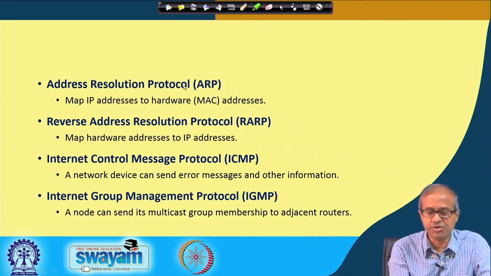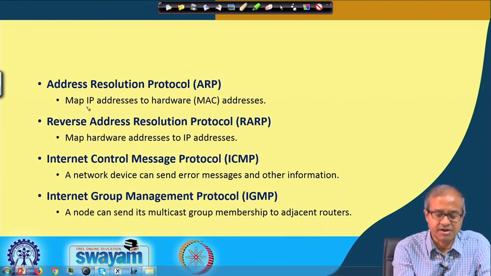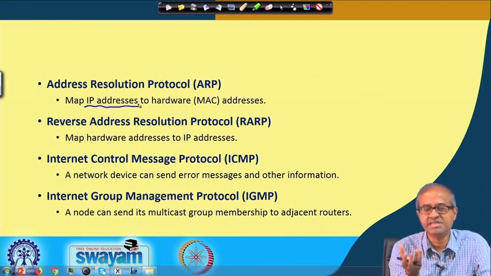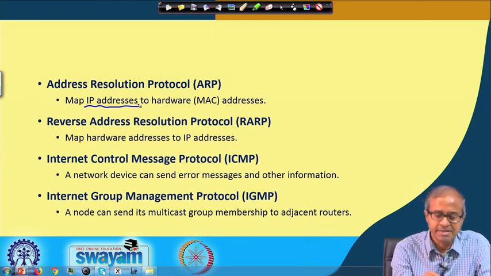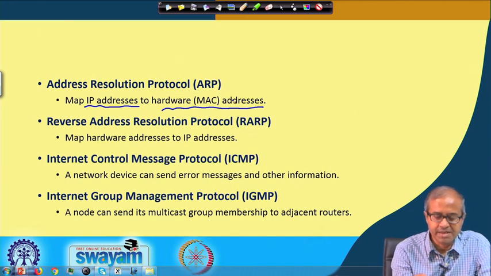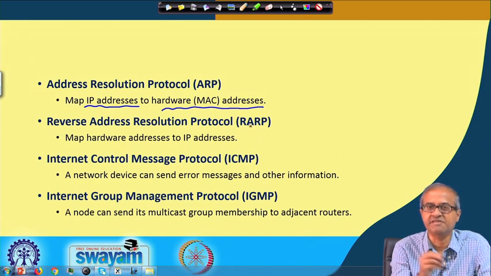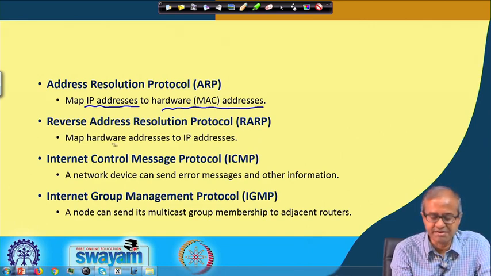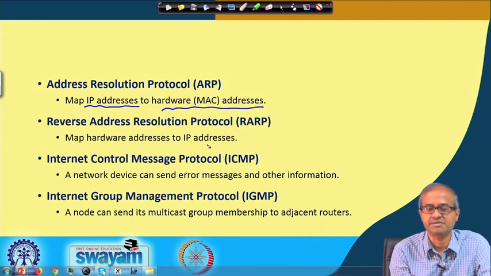This Address Resolution Protocol, or ARP, is basically used to convert the IP address. Each computer will have an IP address. This IP address is converted to a hardware address, which is called a MAC address. The Reverse Address Resolution Protocol, or RARP, does the reverse. It converts the MAC address, or hardware address, to an IP address.